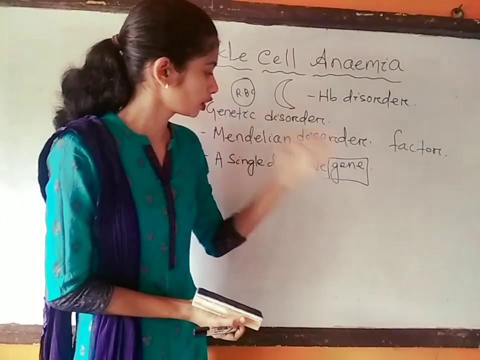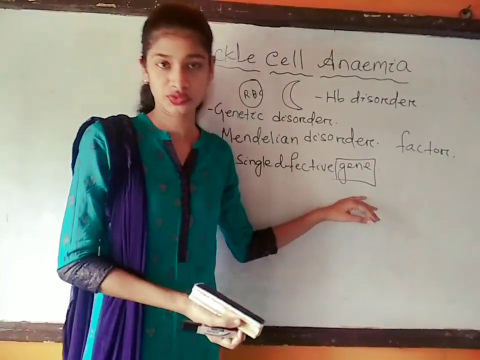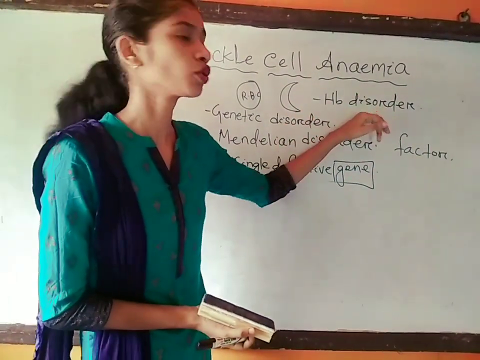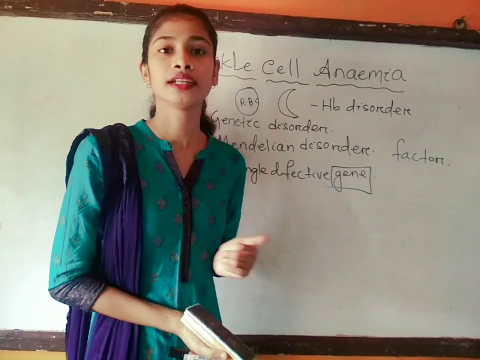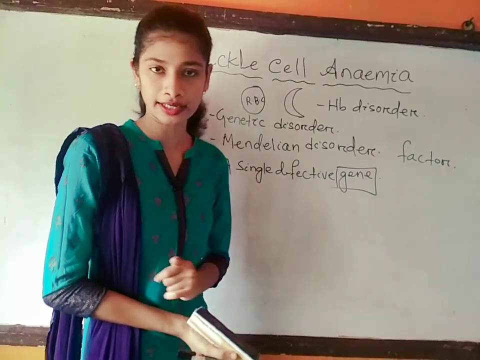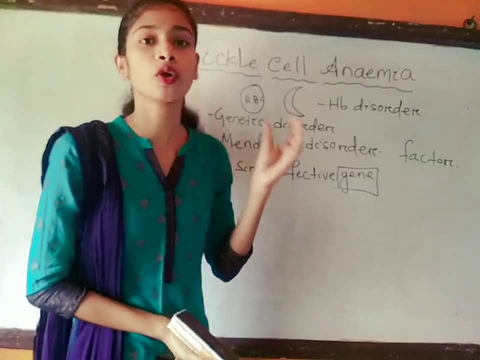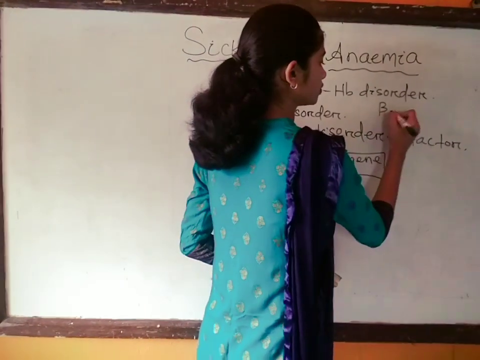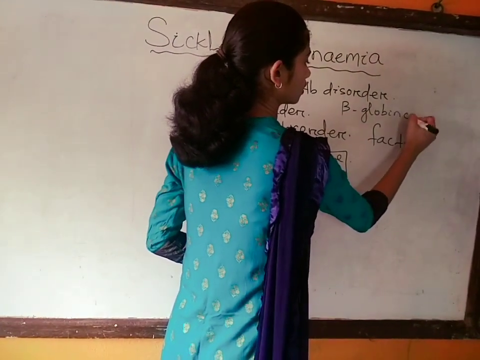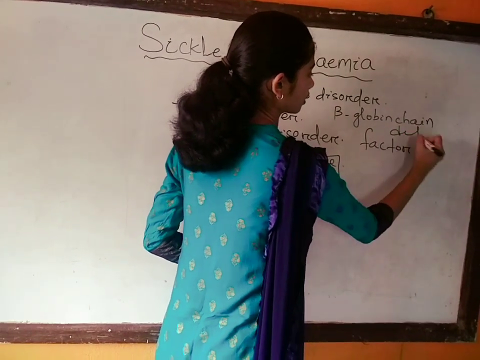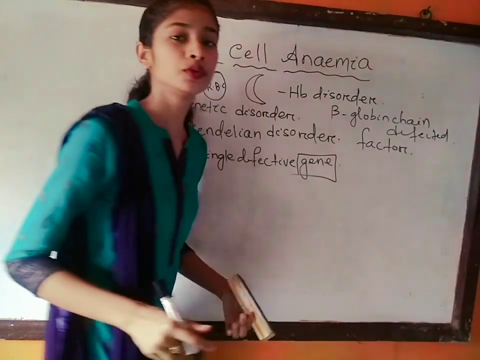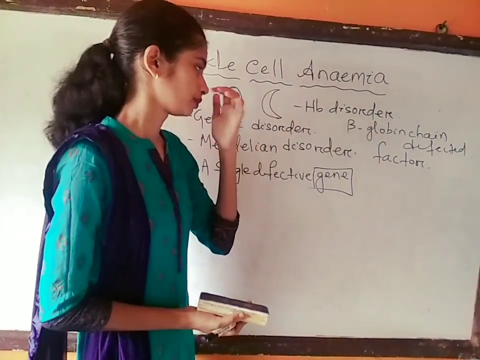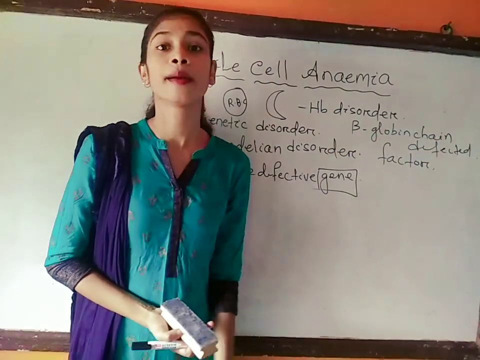In the modern terminology, we are using the term gene. So in this case, hemoglobin contains alpha chain, beta chain and delta chain. And in sickle cell anemia, the beta globin chain gets mutated or defected. That's why sickle cell anemia is found in the patient's body. So how does this beta globin chain get mutated?